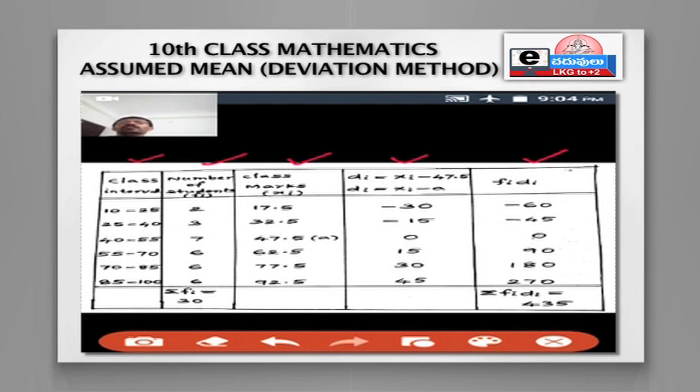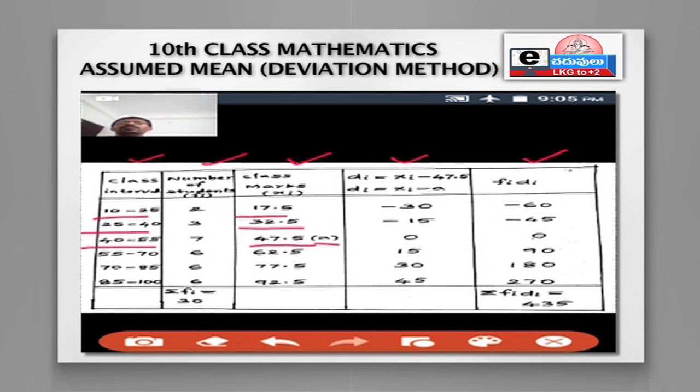We know how to find class marks. How to find class marks? Lower limit plus upper limit by 2. So what is the class mark for the first class 10 to 25? 10 plus 25 by 2, that is 35 by 2, which is 17.5. Next, the class mark for 25 to 40: 25 plus 40 by 2, 65 by 2, which is 32.5. Next, the class mark for 40 to 55: 40 plus 55 by 2, 95 by 2, which is 47.5. This is the assumed mean. What is the assumed mean here?